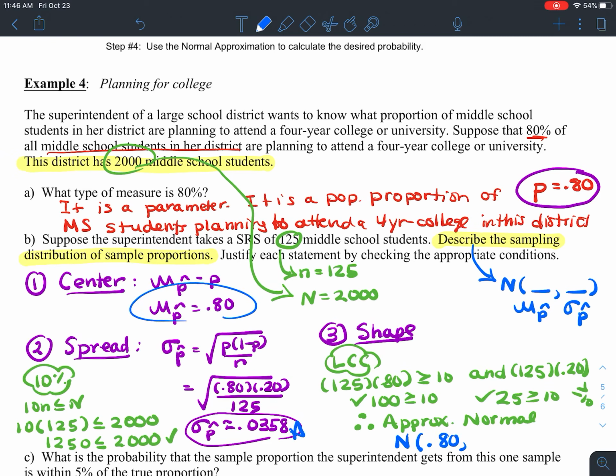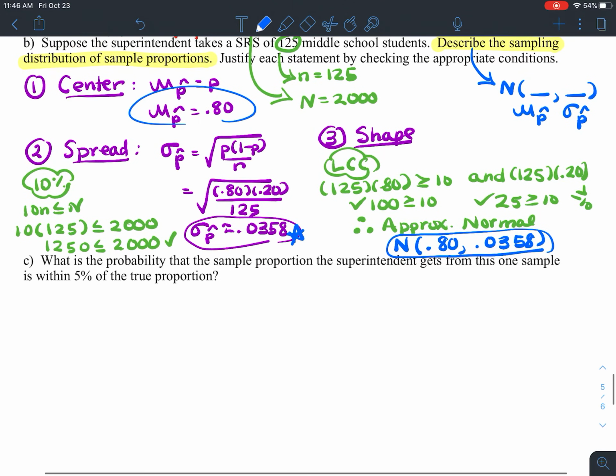Okay, so I can go ahead and summarize this. I can put my N, I can grab the center, 0.80, I can take the spread here, and now this would be any information that I could then use if they ask me a probability question, which is what we have here in part C. Okay, and this is the last part of this problem.